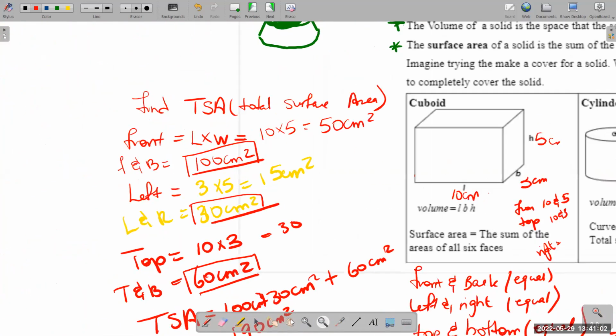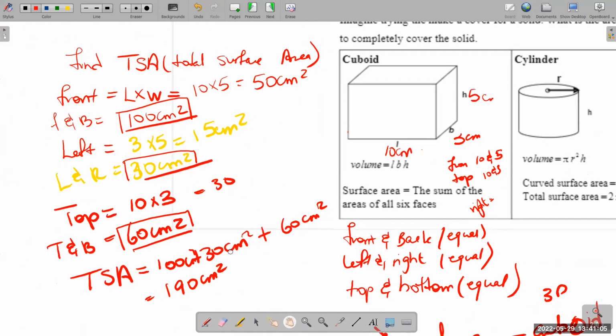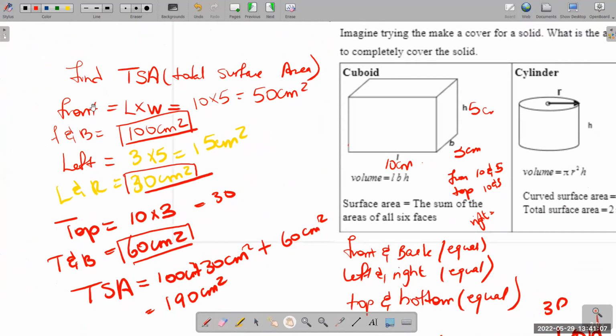If you want the total surface area, look at what you've got to find. You find the front: 10 times 5 is 50. So the front and the back is 50 times 2. Everybody see that? So this is the front and the back. You want the left. We said the left is 3 and 5. So that's 3 times 5, 15. So the left and the right is 30.